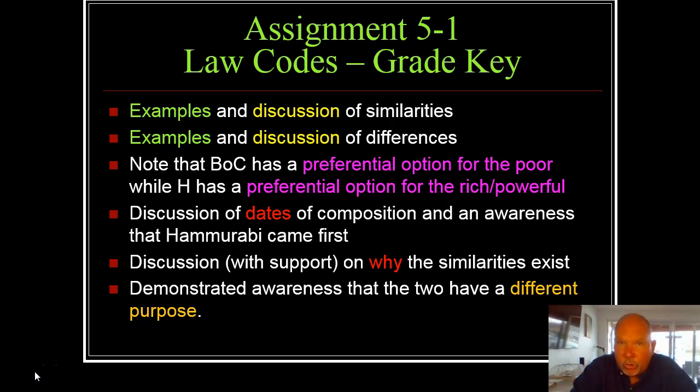I wanted to see a discussion of dates of composition, and an awareness that Hammurabi was written a few hundred years earlier than the time that Moses lived. I wanted a discussion with support on why these similarities likely existed, for which there were some great outside research sources that you could have used in your discussion. And a demonstrated awareness that the 2 have a different purpose.